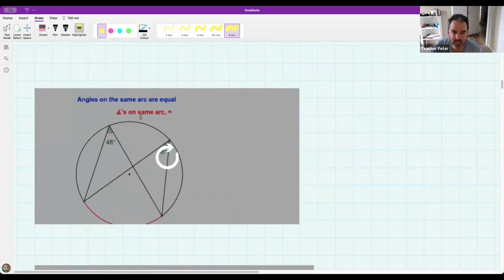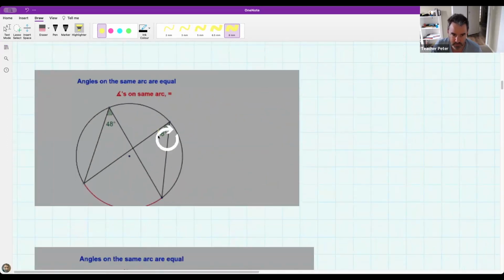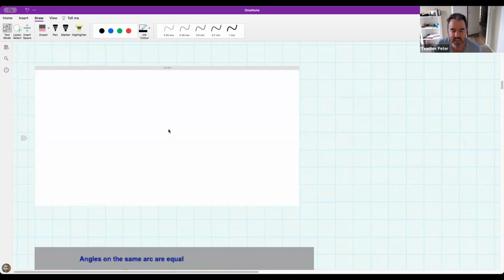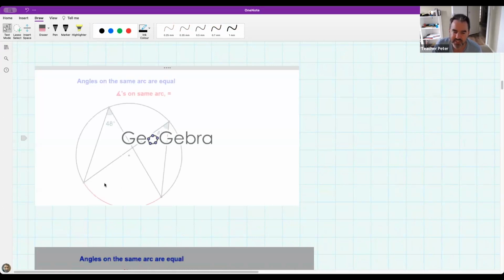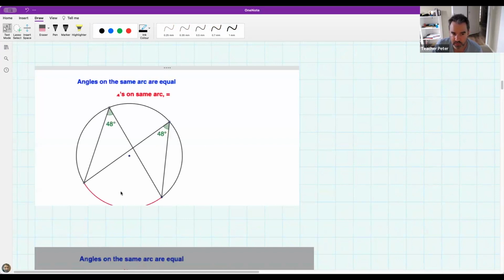So here is the main fact or idea for today, and that is what we call the angles in the same segment theorem. Basically, you have an arc or a chord between these two points. The arc is in red. If you subtend an angle from the two end points of an arc and go up here, you'll get 48. But if you go anywhere else, you also get 48.